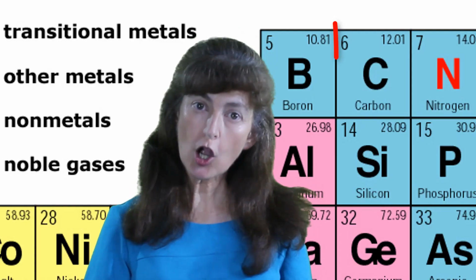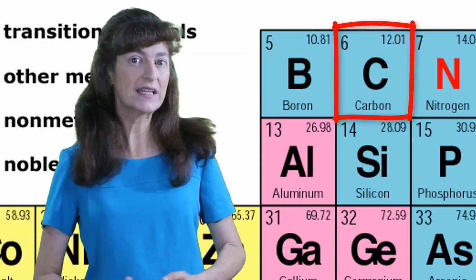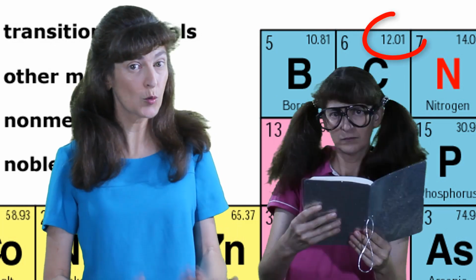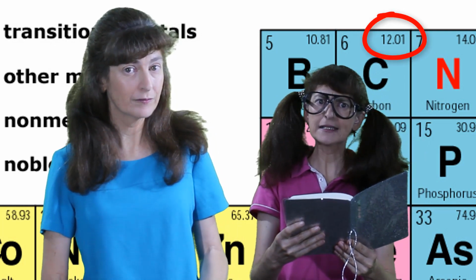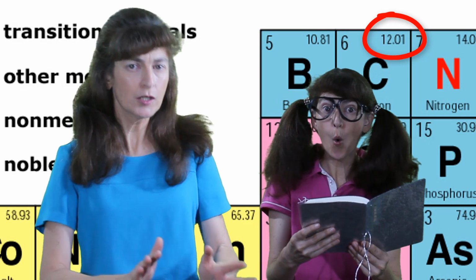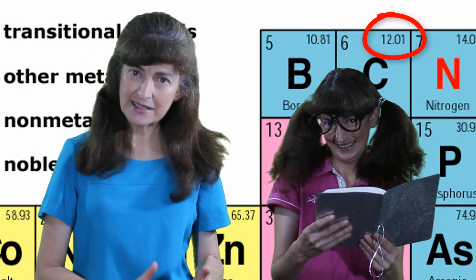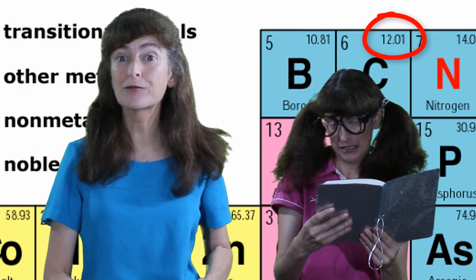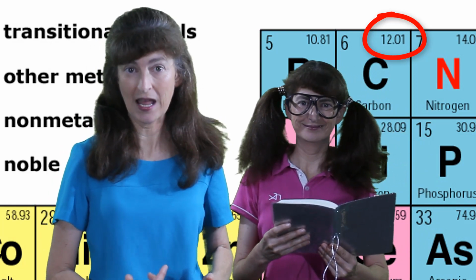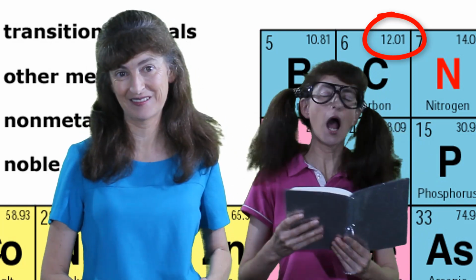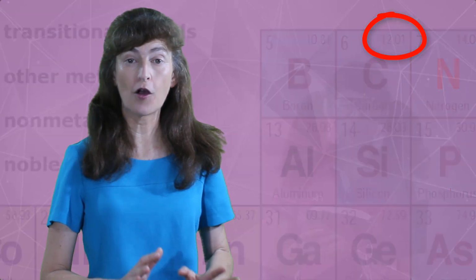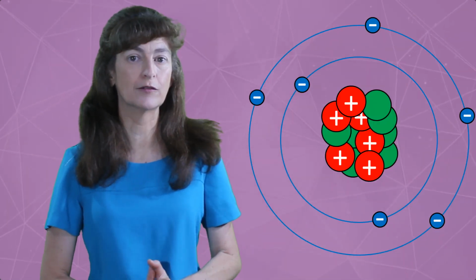Now, look at carbon on the periodic table again. We see that its atomic mass is 12. No, it's 12.01. True, the number isn't exactly 12. That's because there are different isotopes of carbon. But let's simplify things. I agree. And let's only focus on this isotope, carbon-12.